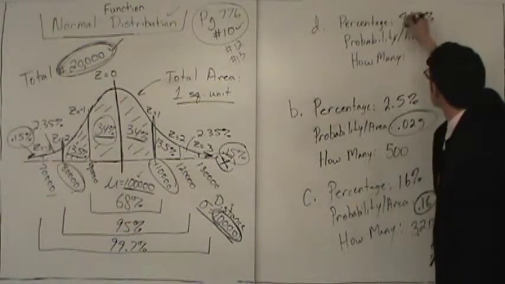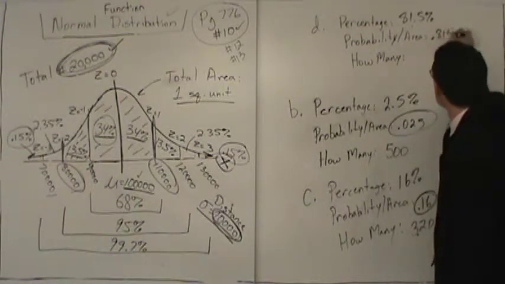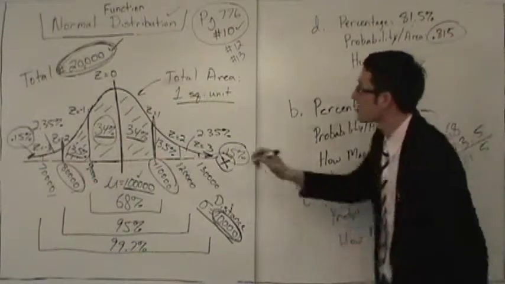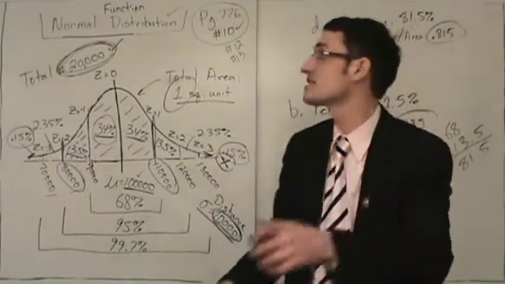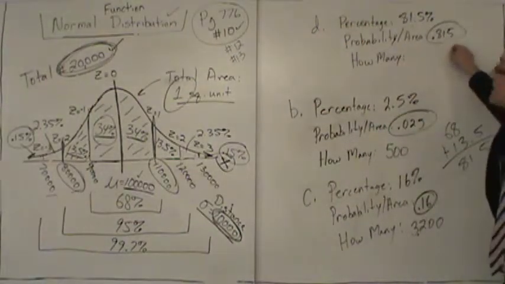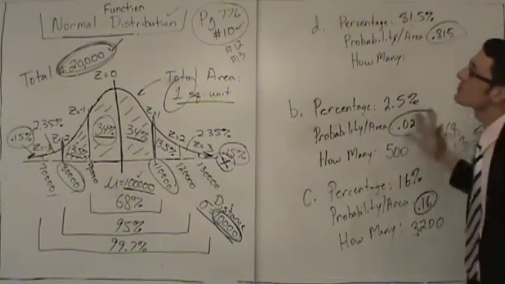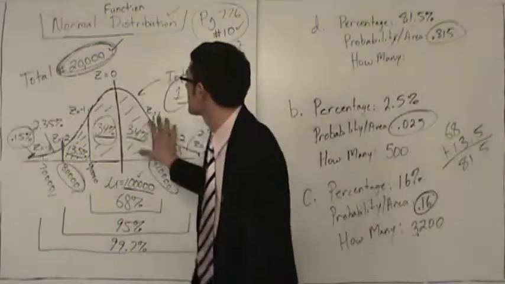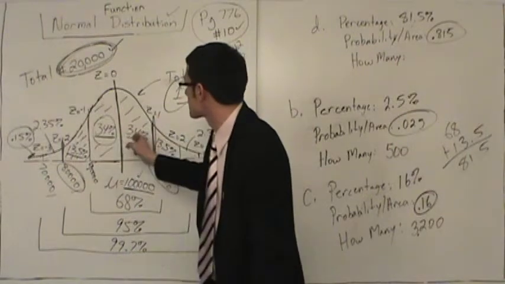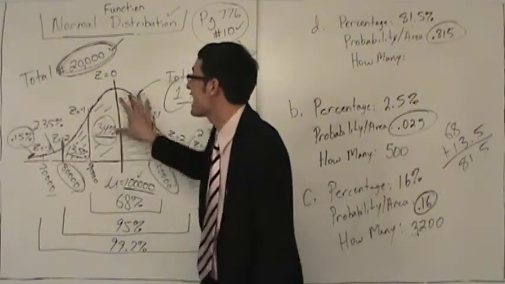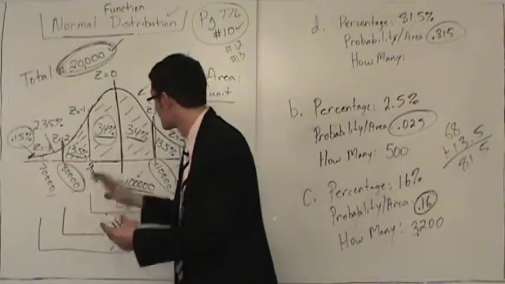Convert this to probability, move the decimal 2 places to the left, is 0.815. By the way, what's our total area? Total area is 1. Is 0.815 close to 1? Yes, it's close to 1. It's almost all of the area. Where does most of your area lie, guys? Right here. So 34, 34, 13.5 is 81.5%, almost all of your area.